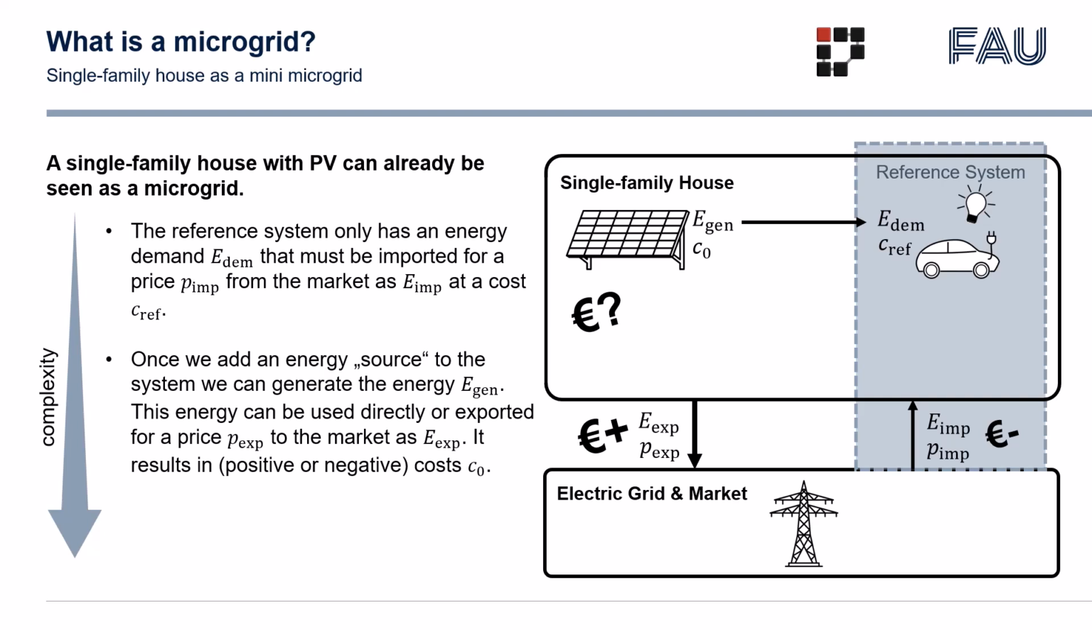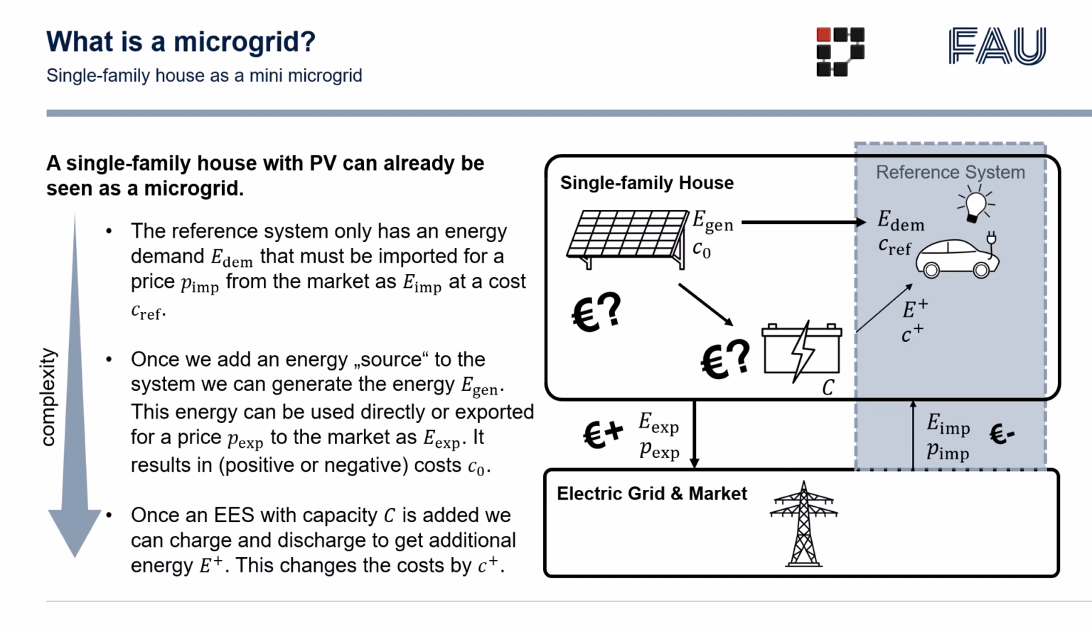Like obviously for some system sizes or systems it might vary, but for a single family house you basically never pay on top. The next extension of our microgrid is to install a battery storage system. So some lithium-ion batteries, for example.